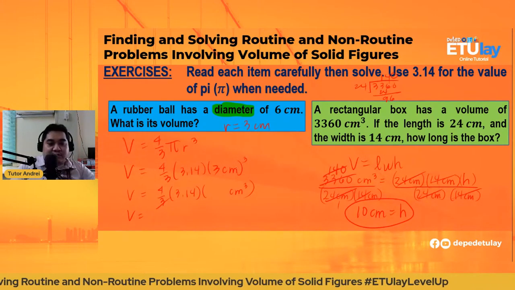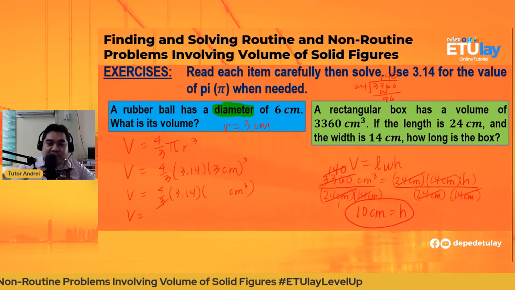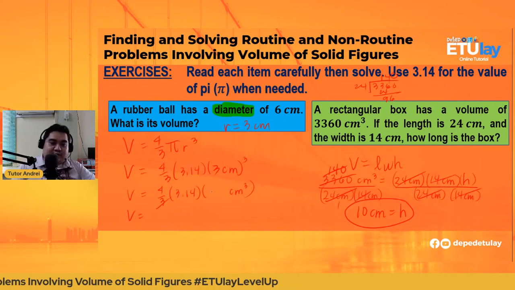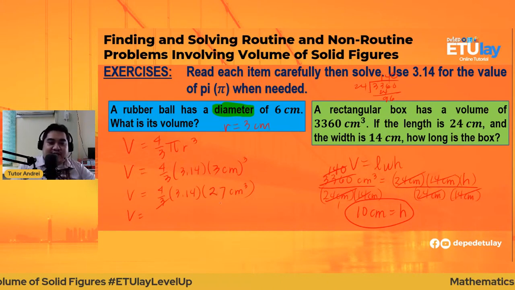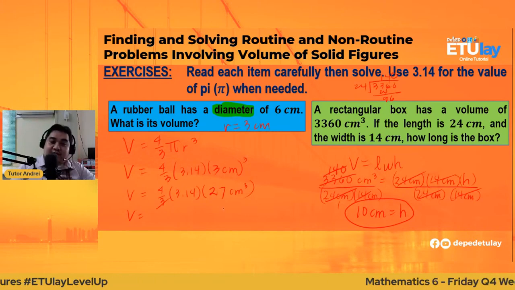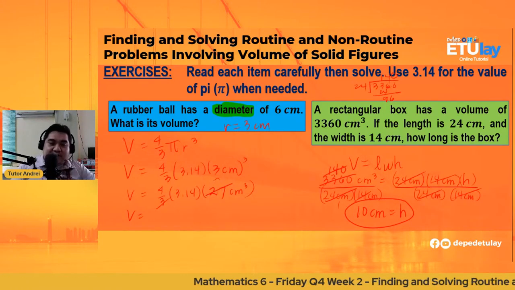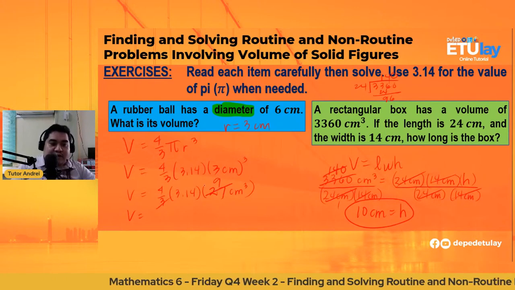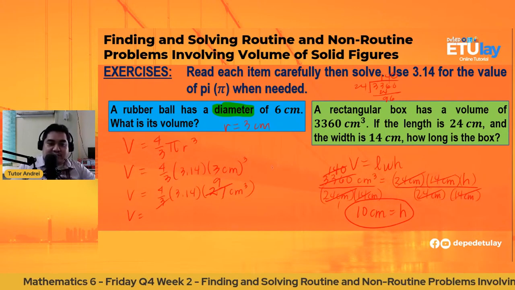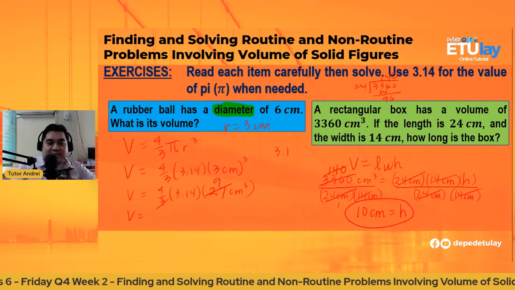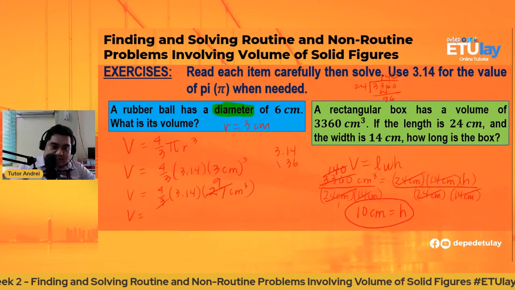So we now have the cube of 3 centimeters multiplied by 3.14 times 4 thirds. So we now have 27. 3 times 3 times 3 is 27. So we now cancel 27 and 3, so that's 9. So we now multiply 4 by 9, that's 36. So we now have 3.14 times 36.